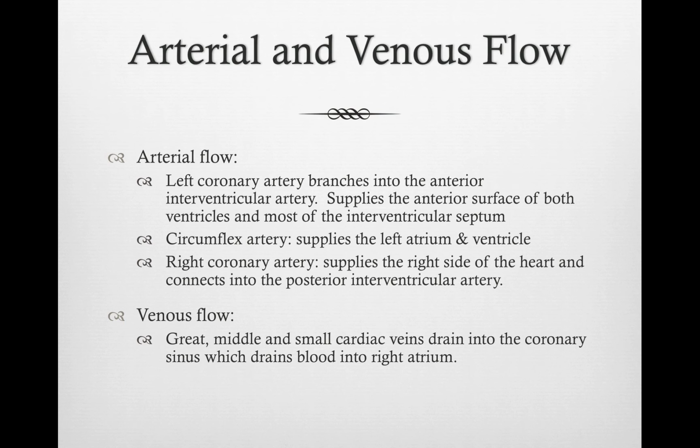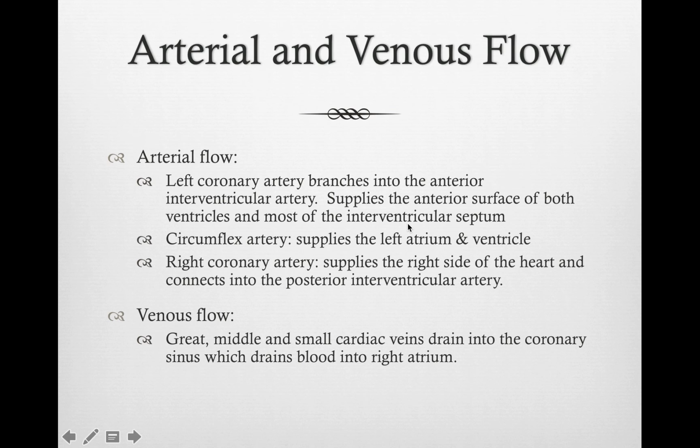Now, arterial flow, the way this flow is going to work within the heart, is that the left coronary artery is going to branch into the anterior interventricular artery, right? And that's going to supply the anterior surface of both ventricles and most of the interventricular septum with blood flow. The circumflex artery, circumflex, think of it as reaching around, is going to supply the left atrium and ventricle.